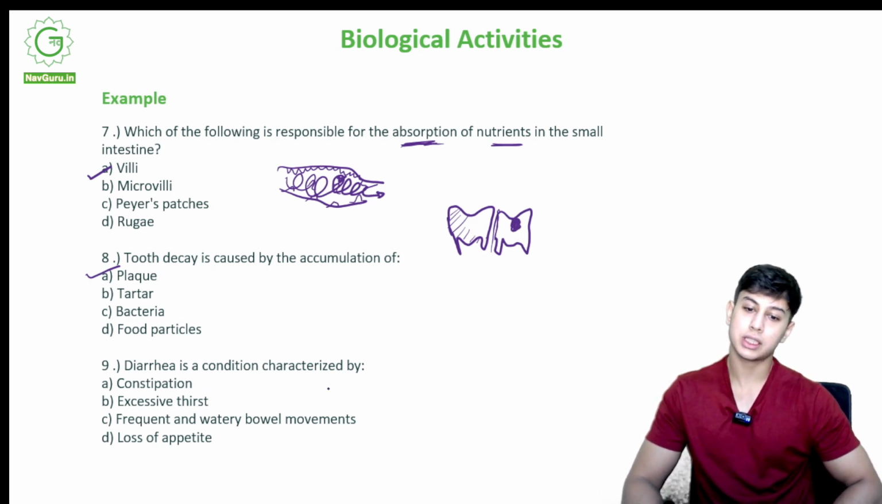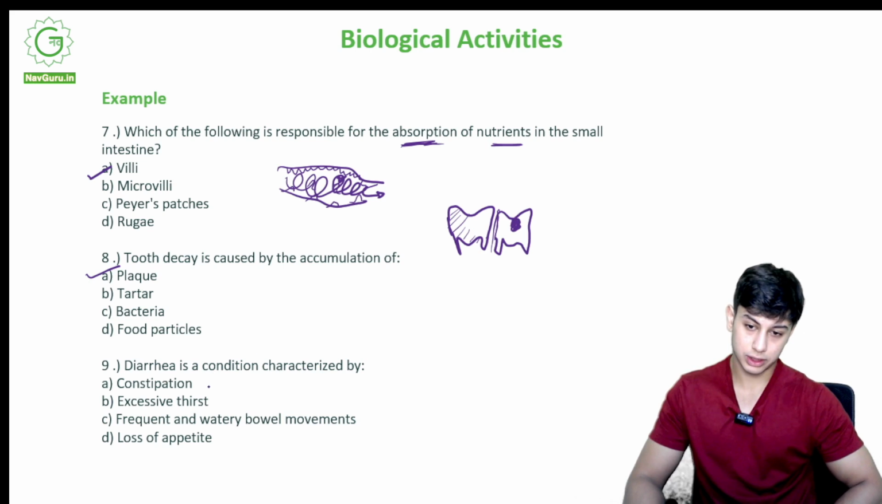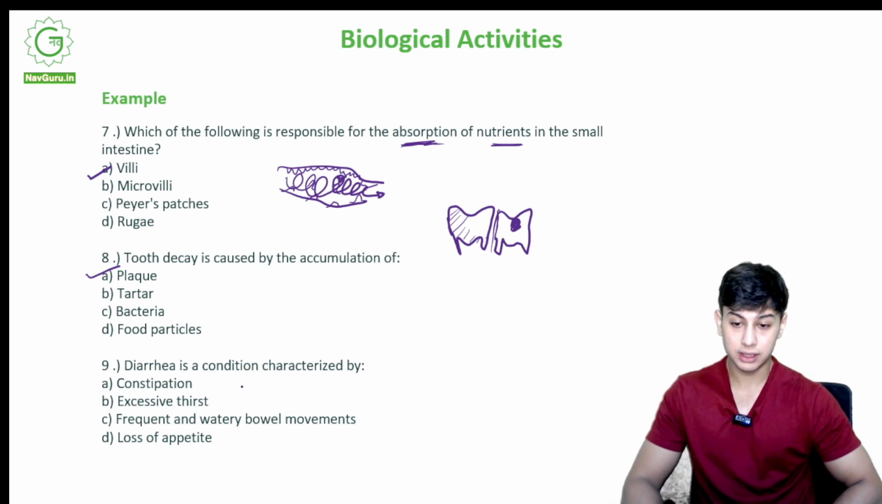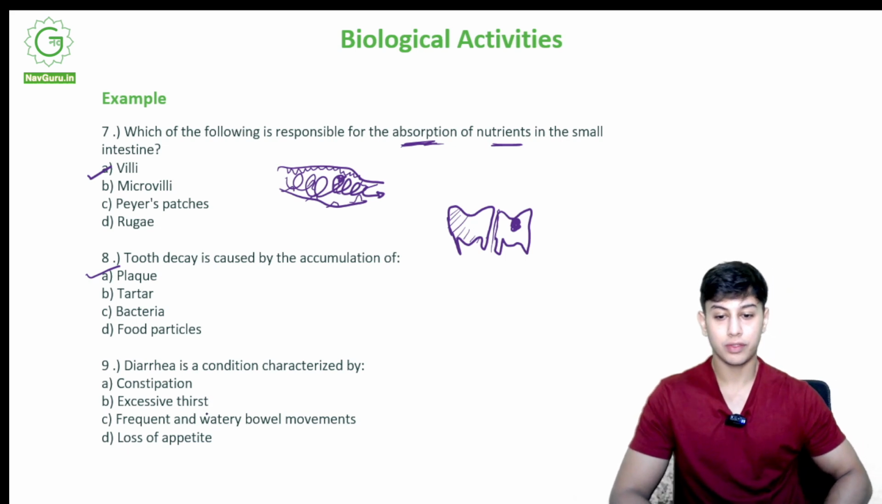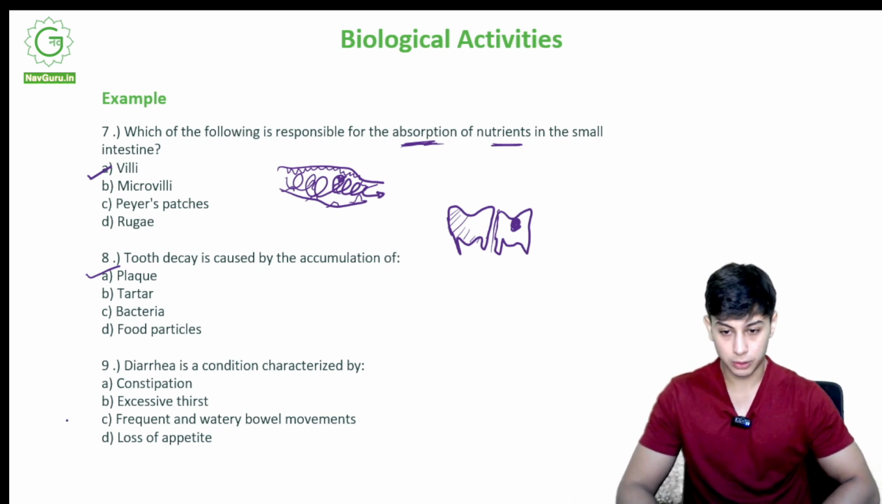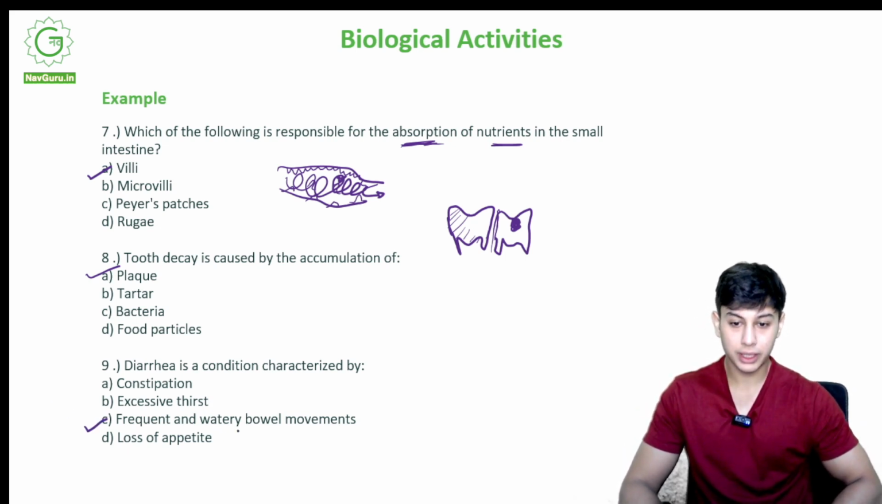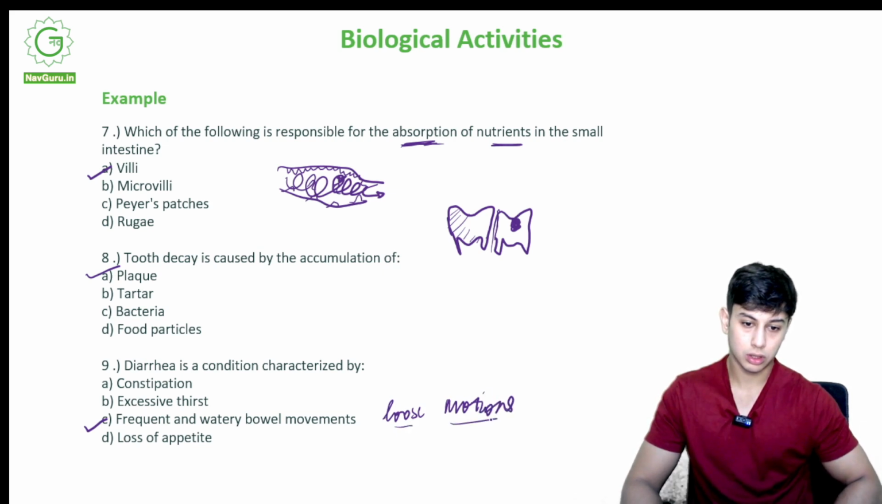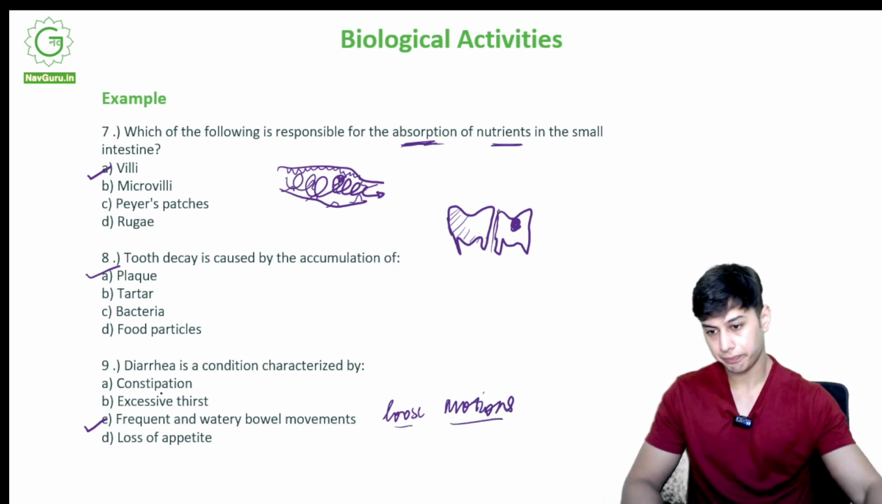Diarrhea is a condition characterized by constipation, excessive thirst, frequent and watery bowel movements, loss of appetite. The correct option is option C. Frequent and watery bowel movements means loose motions. Alright, that is diarrhea.